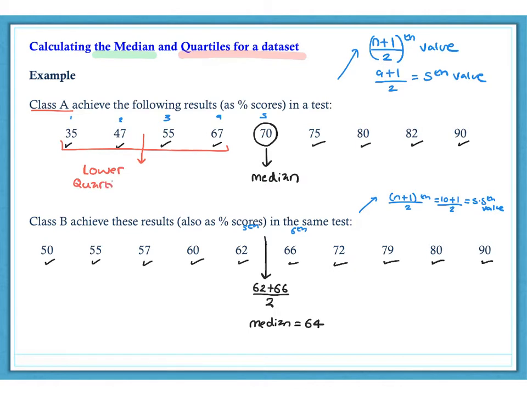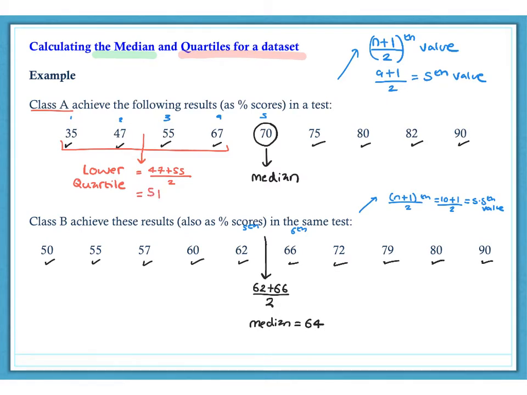Now this value that is halfway between them is what we call the lower quartile. And it represents the data item that is a quarter of the way through, or 25% of the way through the data. Remember, the median is the 50% marker. The lower quartile is the 25% marker. So our lower quartile is equal to 47 plus 55 divided by 2, which comes to a value of 51.